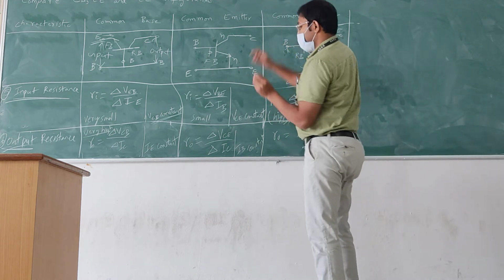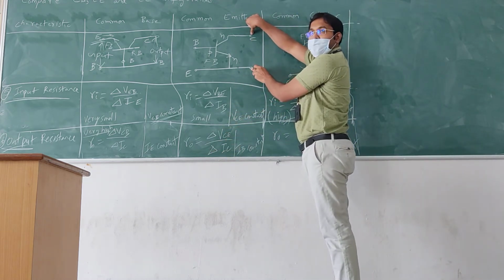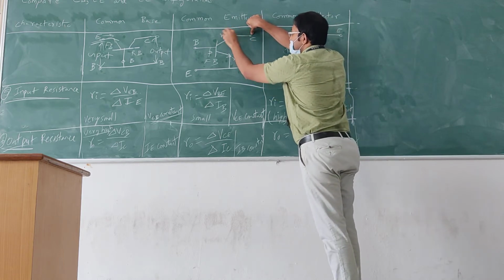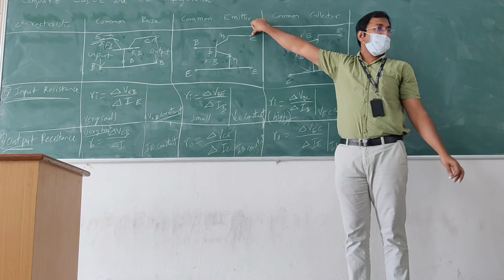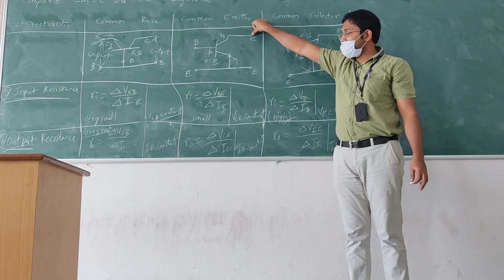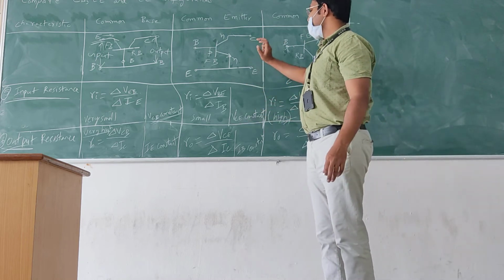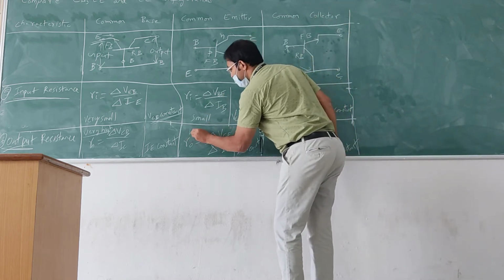Next, output resistance. Here we are coming across, in fact, 2 junctions in the path. So overall output resistance for this case will be high.